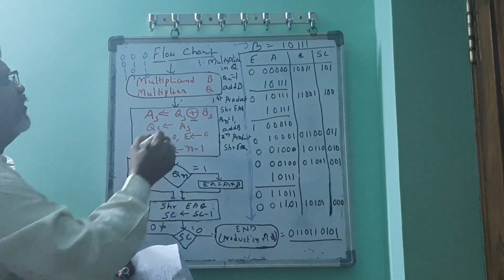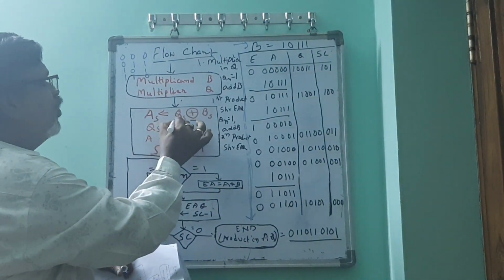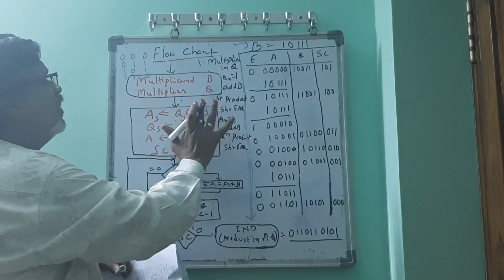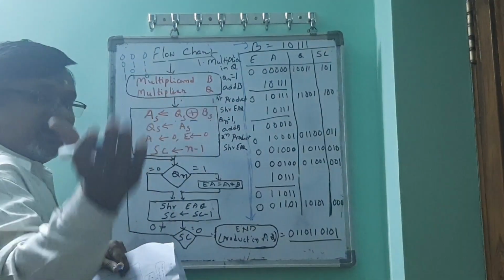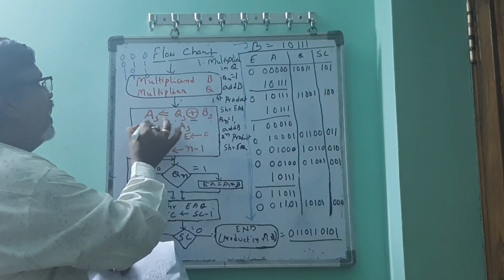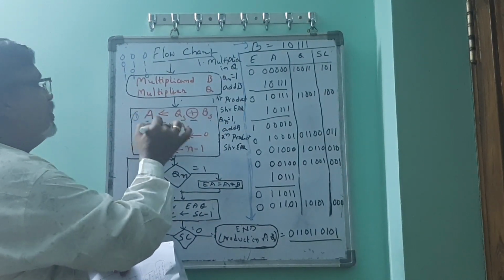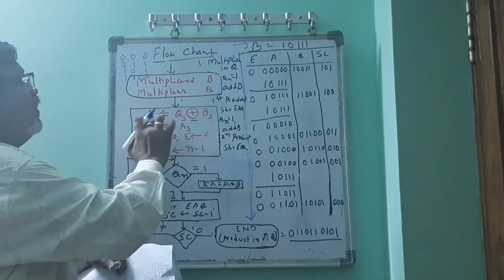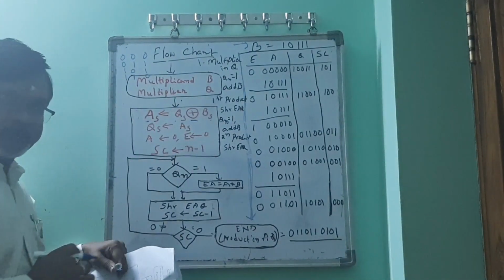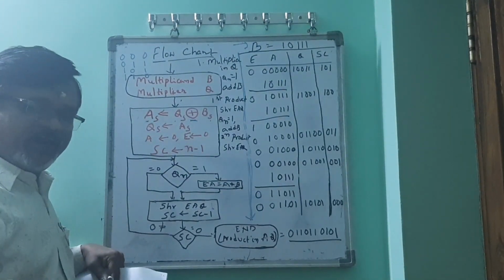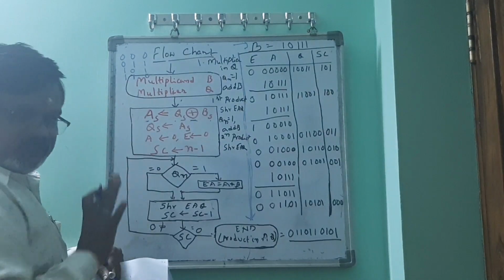So, say QS is 0 and BS is 1. This is positive and this is negative. The resultant of these two will be a negative value. So 0 XOR 1, the resultant AS will be stored as 1. So the product sign will be negative. With this formula, we are going to store the sign bit of the resultant value in AS.